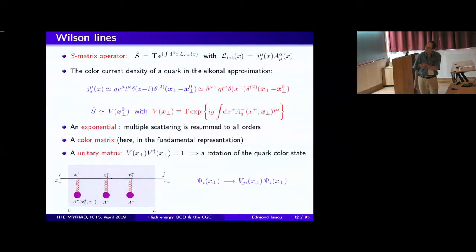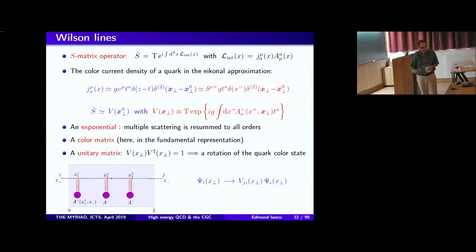But there is a reason for that, because A minus is a strong field, it's 1 over g. So the exponent is of order 1. That's why I have to resum it. If I was doing dilute scattering, then A minus would be of order g, and then I could limit myself to a finite number of terms in the expansion of the Wilson line. The rescattering of the quark and the anti-quark inside the dipole exists, but it's a higher order effect. The dipole interacts in a first approximation with the nucleus, not with itself. It's a dilute-dense system.